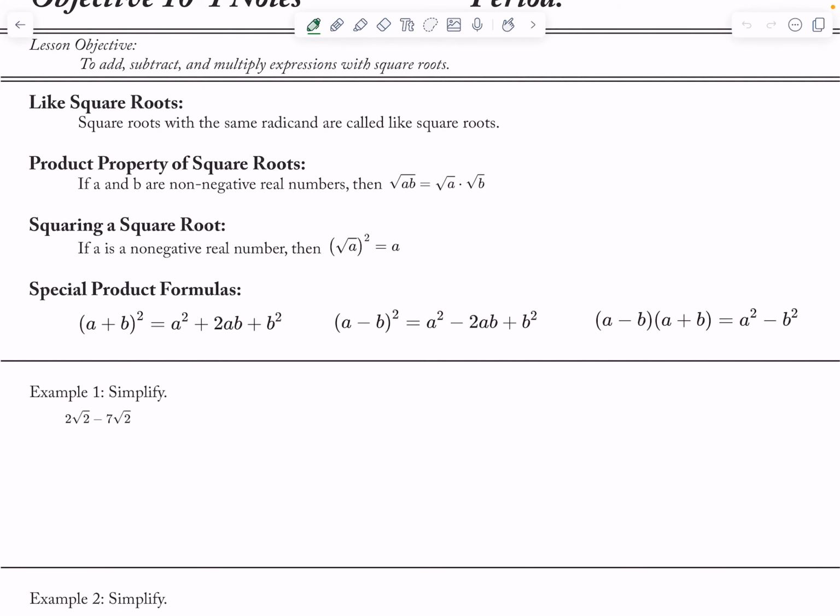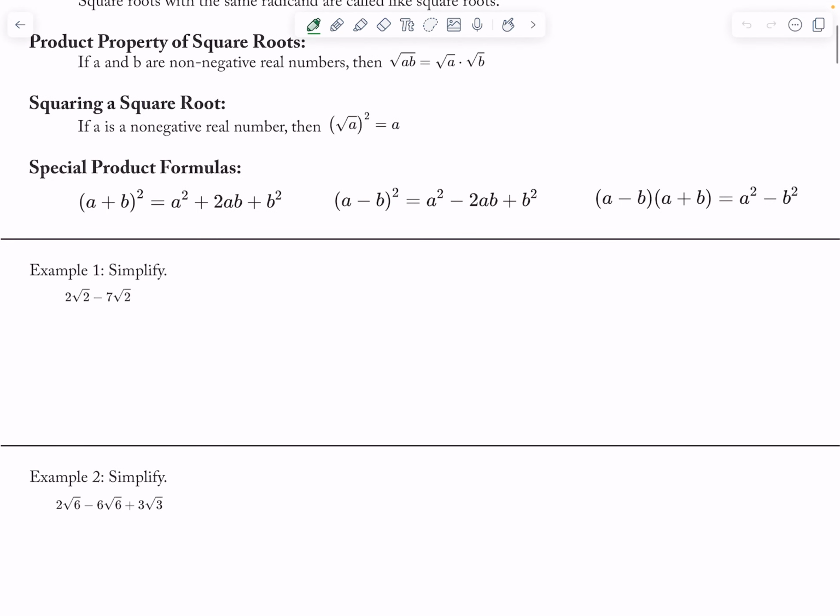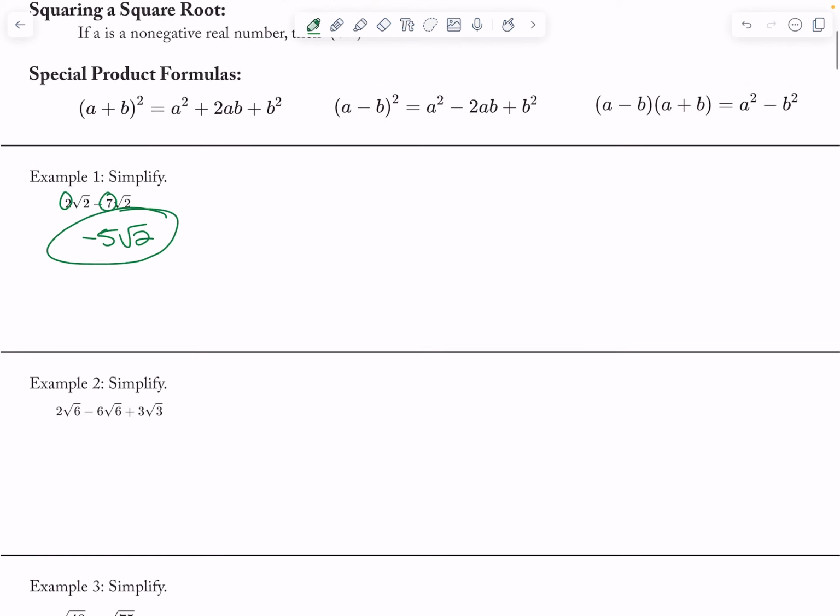Okay, so let's go ahead and take a look at this lesson. This lesson is addition, subtraction, and multiplication with square roots. Square roots can be combined like they were x's, so we can treat the square root of 2 as if it was a variable. If that's the case, then negative 2 minus 7 gives us negative 5, and then we have square root of 2. And so we can do that.